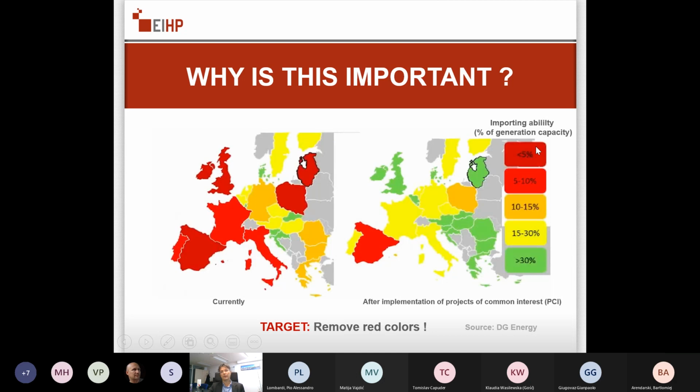Here you can see the level of interconnection to other systems as a percentage of generation capacity. Dark red assumes that systems like Spain or Poland have less than 5% of their generation capacity installed as cross-border capacity, or in other words, only 5% of their generation can be imported. The light red is 5 to 10% and so forth. So this is the current situation on the left side, and this is the situation that hopefully will be actual after we implement all projects of common interest in Europe. We need to remove red colors to open the borders in Europe, to have a copper plate in which everybody can trade, everybody can be connected, and everybody can run without curtailment, without any limitations in the network.